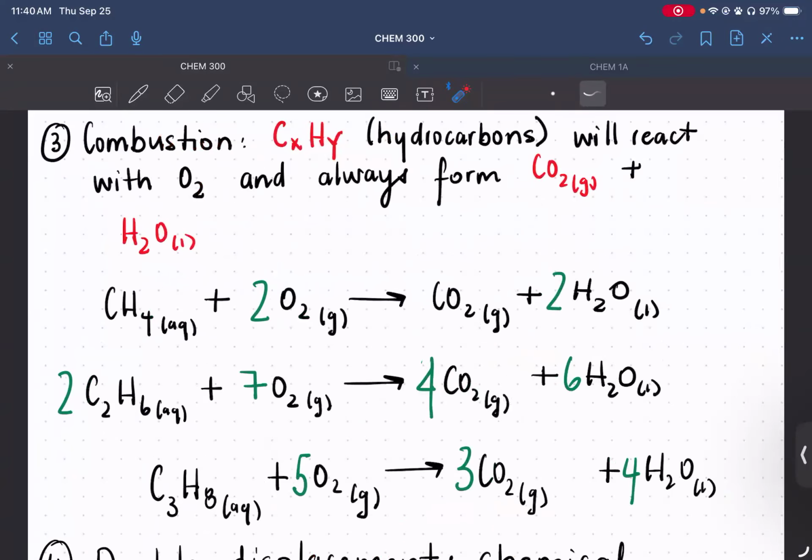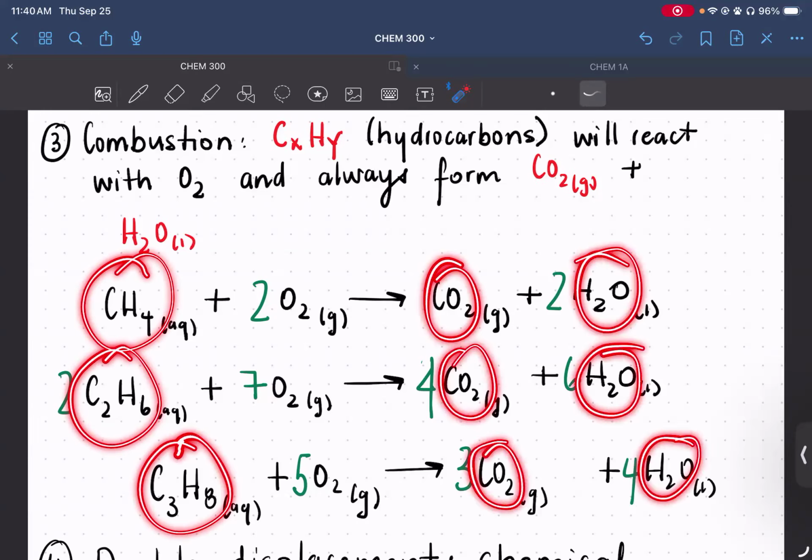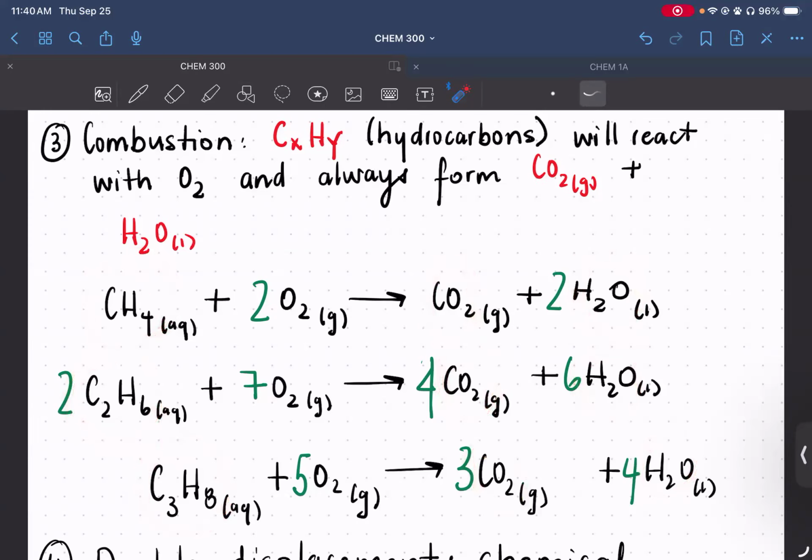Following that, we then talked about combustion. Combustion involves hydrocarbons. These are molecules of the formula CxHy, where x and y can be any number, that will react with oxygen to always form carbon dioxide and water. So regardless of the type of hydrocarbon made or used, CO2 and water will always be your products. There's no real guesswork here.